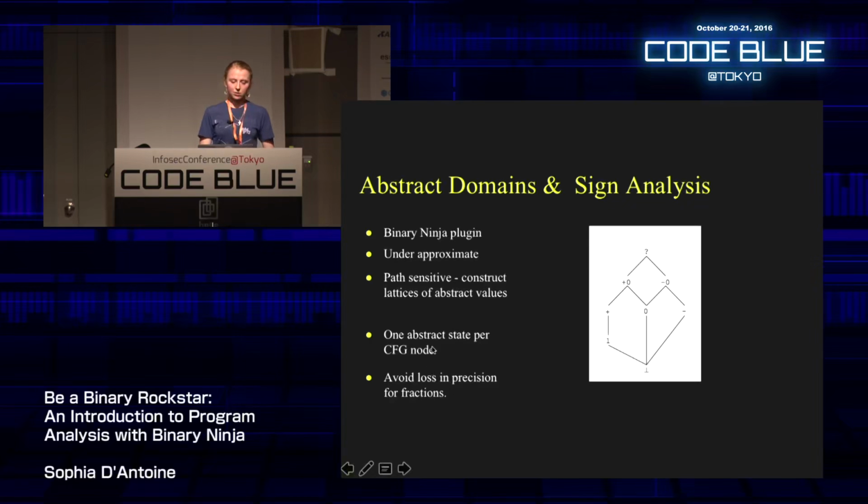And one abstract state per CFG node, and that just basically means that for every variable that I'm looking at, I want to be able to map it into one value in my domain. And then I avoid loss of precision in fractions. And this just means that I introduce a positive 0 and negative 0, so it's not that important.